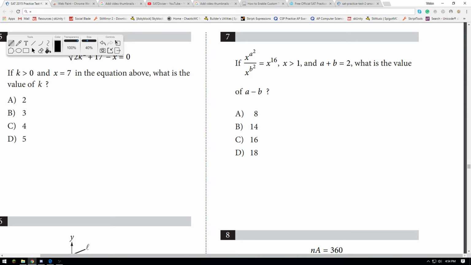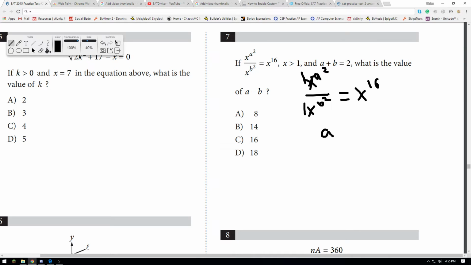We're given here that a plus b is equal to 2, and we're trying to find a minus b. So let's write this out: x to the a squared power over x to the b squared is equal to x to the 16th. For starters, I noticed that we have a common base here, which is x.